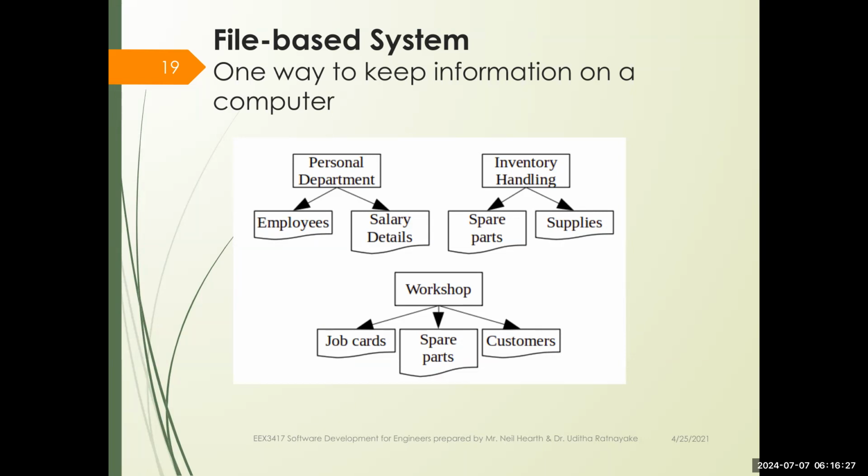So suppose an employee name is wrong in one place, we have to inform the workshop also. Sometimes they don't know where they stored it. Sometimes inventory handling also has the employee number. So in different places, the same name may be available.